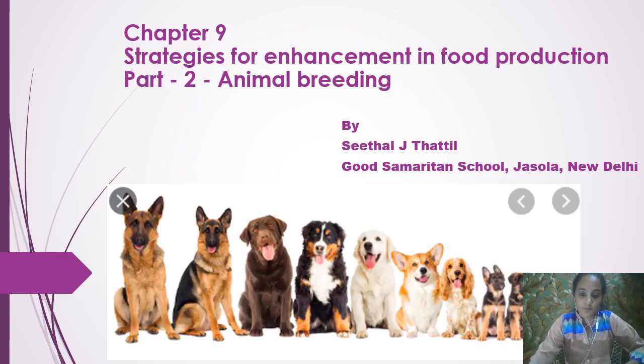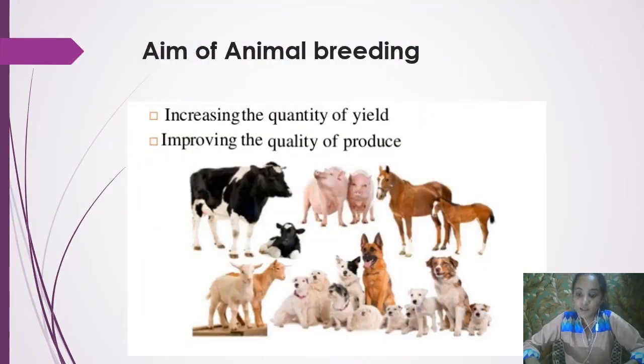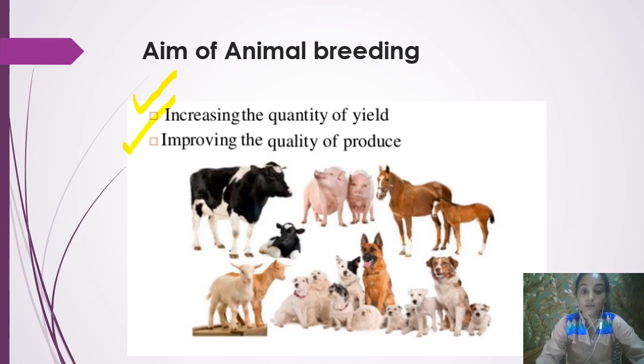I've given you some pictures here showing the animals that we have bred through different techniques like inbreeding, outbreeding, outcrossing, interspecific hybridization. So what are the aims of animal breeding? The first aim is to increase the quantity of the yield. And the second one is improving the quality of the produce. So these are the aims that we keep in mind when we do the process of animal breeding.